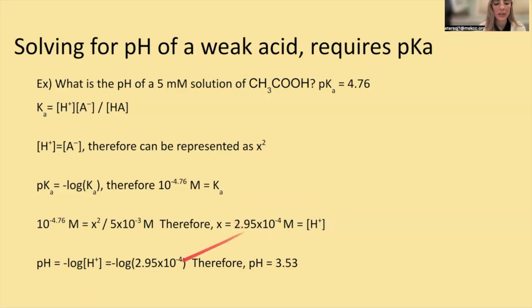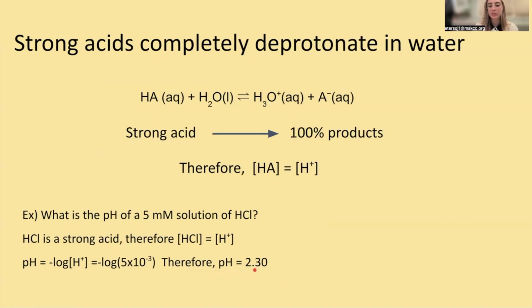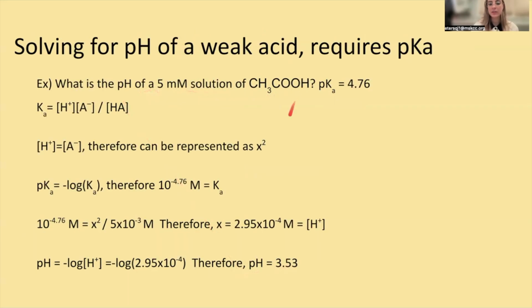Now that we've solved for H+, we can go ahead and plug this into our pH formula and determine that the pH of a 5 millimolar solution of acetic acid is 3.53. Notice the difference in pH of a 5 millimolar acetic acid solution and that of a 5 millimolar HCl solution. A 5 millimolar HCl solution has a pH of 2.3, whereas a 5 millimolar acetic acid solution has a pH of 3.53. This indicates that acetic acid produces fewer protons in solution.